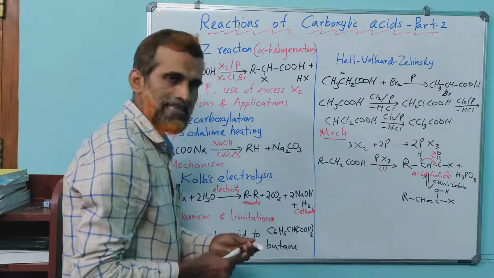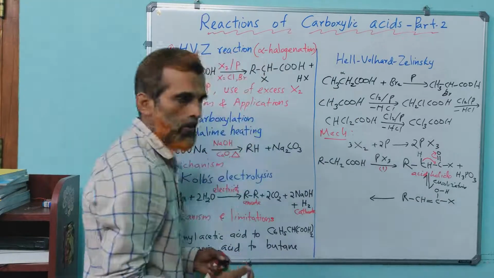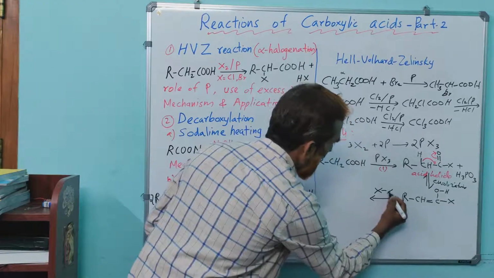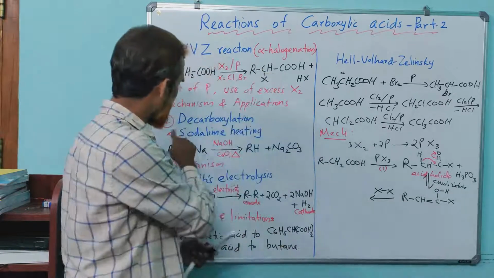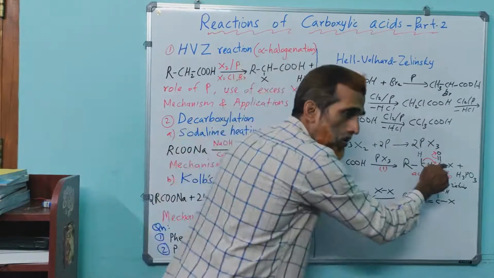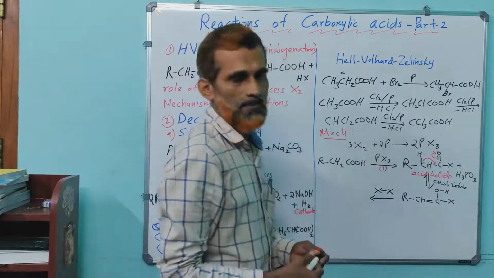Now comes the second step. What happens now? Now halogen comes in and reacts. Okay. Halogen comes in and reacts. So what is the role of phosphorus in this reaction? It is to convert carboxylic acid into more reactive acid halide, which undergoes alpha halogenation.